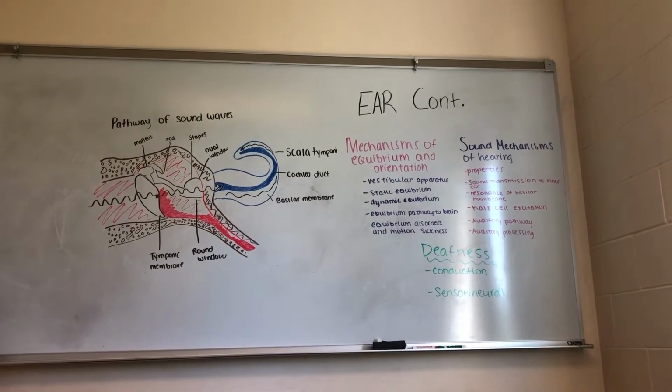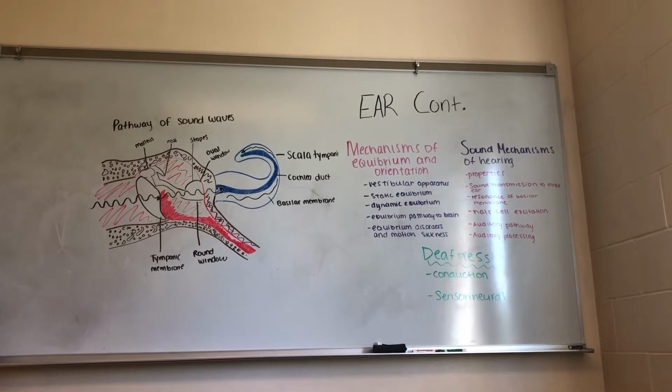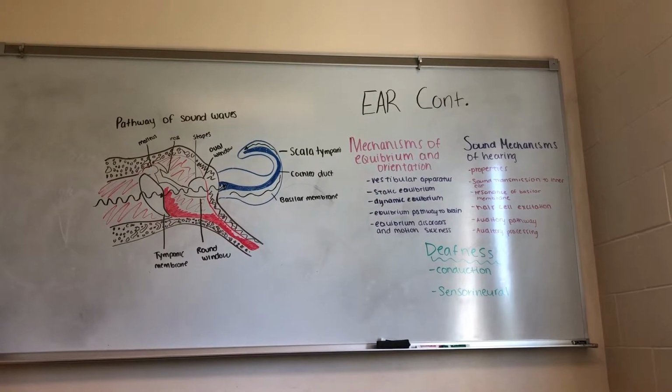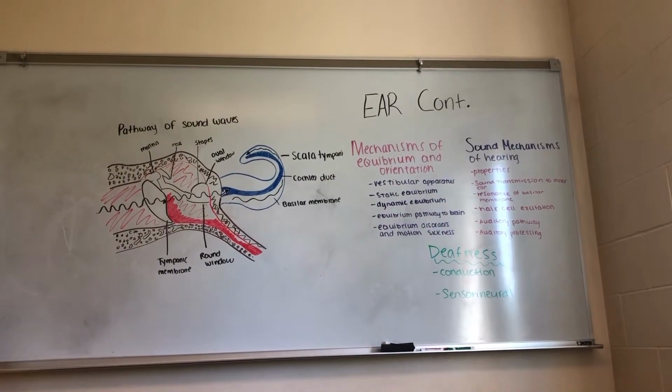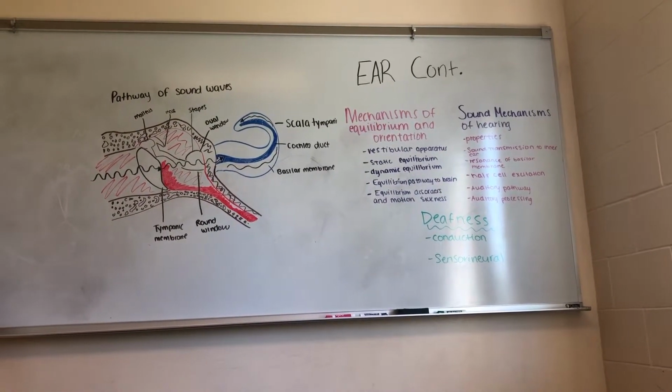There's tinnitus, which is ringing, buzzing or clicking sounds in the ear, which occurs when there's an absence of auditory stimuli. And the last one is Meniere's syndrome, which is a labyrinth disorder affecting the three parts of the internal ear. Next is the mechanisms of equilibrium and orientation.